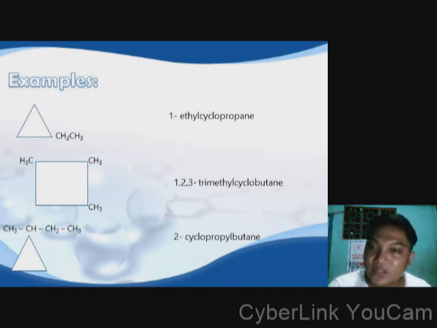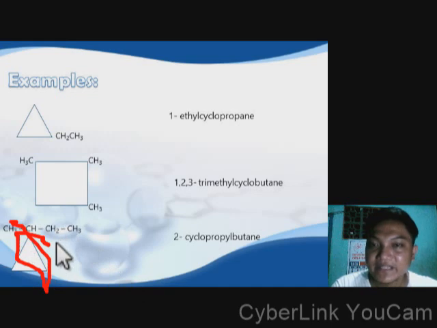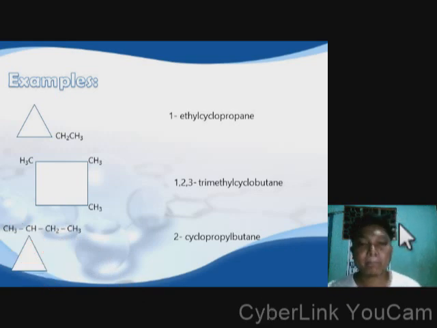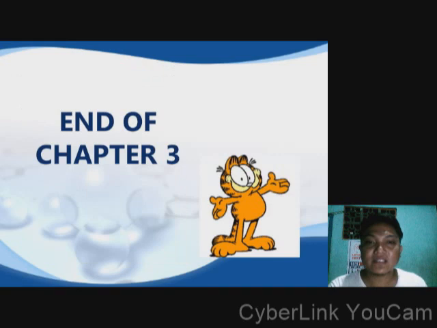Di ba? Ito ang naka-branch, ito ang cyclopropyl mo. Nakakabit kay second carbon ng butane mo. Di ba? So, that is called your 2-cyclopropyl butane. Okay? Lapit na. Cycloalkanes undergo reactions like alkanes: free radical substitution, halogenation, and combustion.